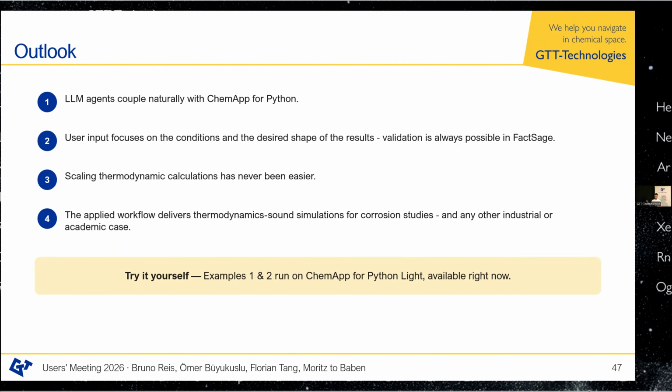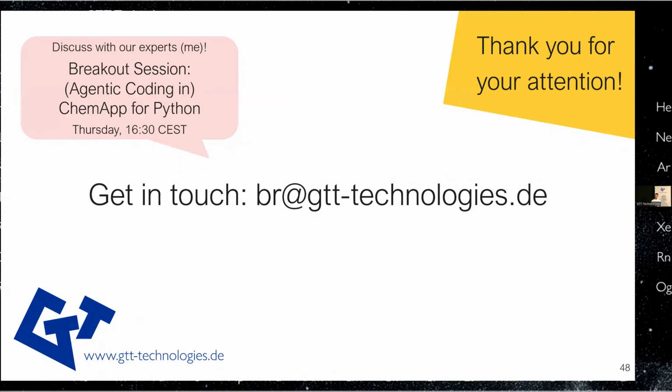And we invite you all to try at least examples 1 and 2. Start with a small script. Ask any agent to create an initial script for you. You can do it even with ChemApp for Python Lite, which is available right now and allows you to use up to 3 components in your database. And it's fun. I really like it. Hope you like it too. That's it. Thank you.